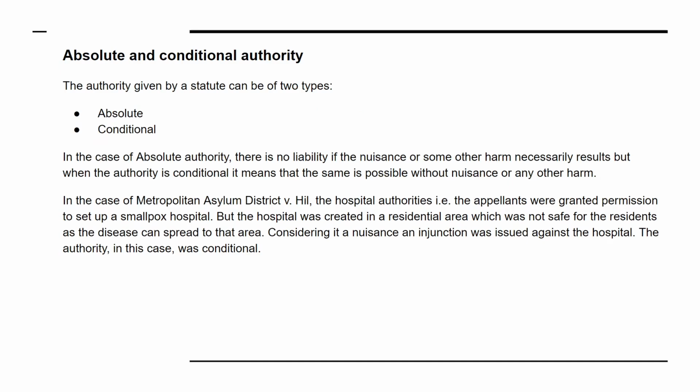In the case of Metropolitan Asylum District v. Hill, the hospital authorities, i.e. the appellants, were granted permission to set up a smallpox hospital. But the hospital was created in a residential area which was not safe for the residents as the disease can spread to that area. Considering it a nuisance, an injunction was issued against the hospital. The authority, in this case, was conditional.